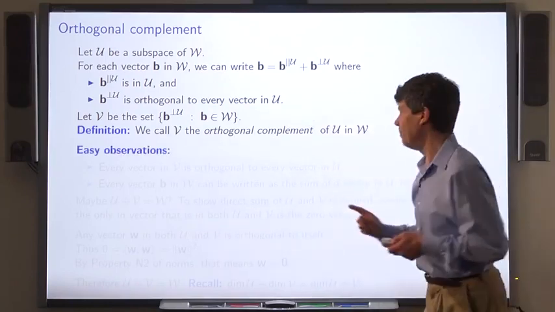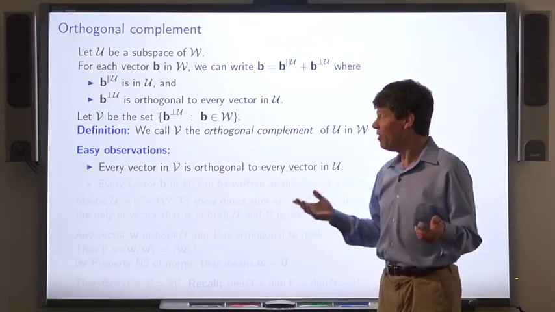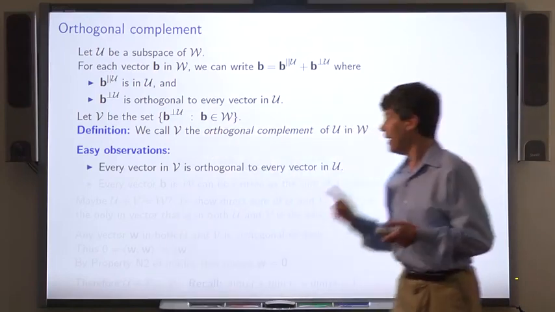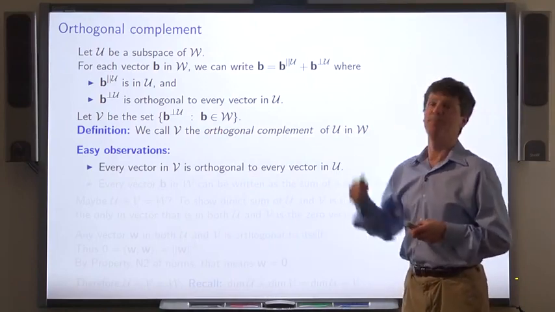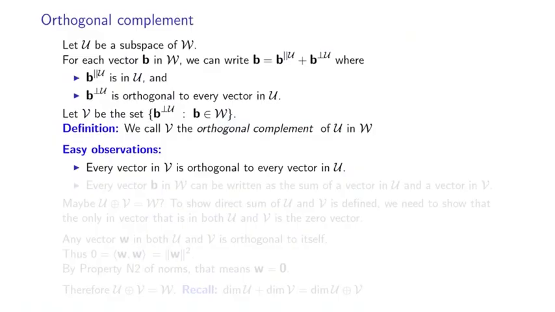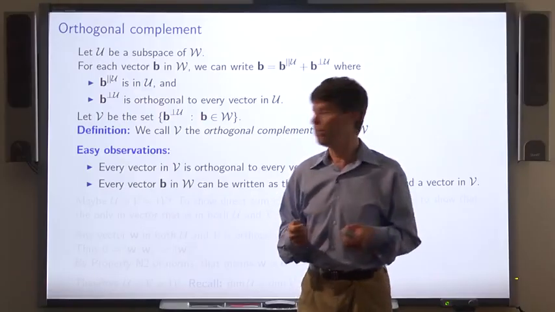Now, it's easy to see that every vector in big V is orthogonal to every vector in big U. That's how we constructed it. Also, every vector B in big W can be written as the sum of a vector in big U, the parallel part, plus a vector in big V, the perpendicular part.